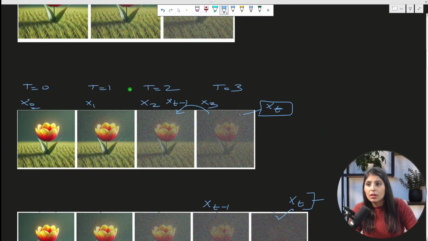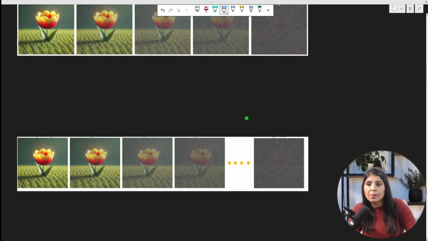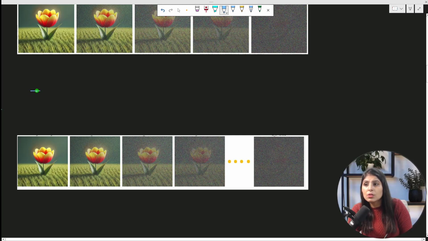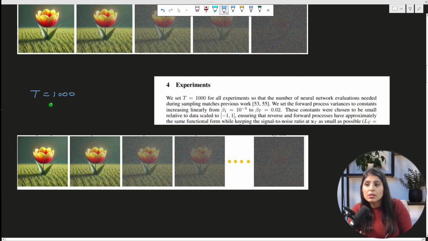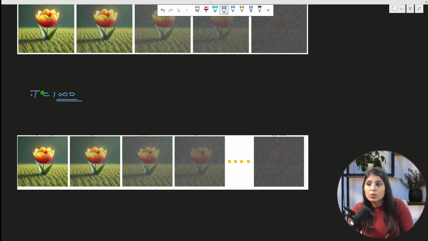Okay, and guys, this t which I'm mentioning over here means how many time steps we have to perform to get the noisy image. This we have to define. So in the paper they have defined t equals 1000. That means you will perform 1000 time steps. So this will be time step 1, this will be time step 2, time step 3, time step 4, and like this you will go up to t equals 1000. If you're starting from 0, then the last t will be 999.